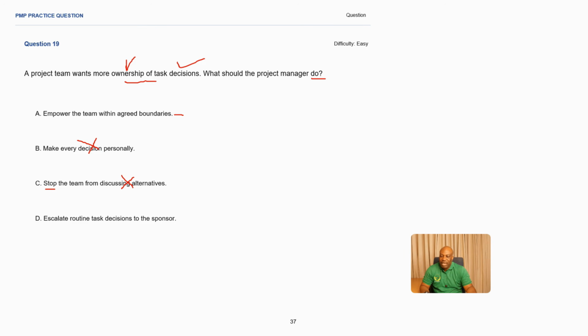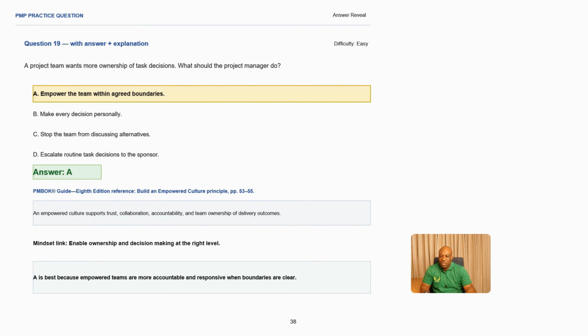Then D, escalate routine task decisions to the sponsor. You want to escalate routine task decisions to the sponsor. This is the responsibility of the project manager. You cannot just push it to the sponsor like that, making this an incorrect answer. So the best answer here is A, which is empower the team within the agreed boundaries. You empower the team, but you give them boundaries because they want ownership and they also want to make some decisions. Making A the best answer.